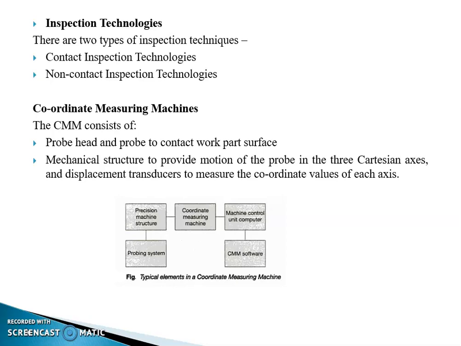Now we'll go for a coordinate measuring machine, that is CMM. CMMs are a contact inspection technology. This consists of a probe, that is the head and the probe, to contact the workpiece, a mechanical structure to provide motion of the probe in the three Cartesian axes, and a displacement transducer to measure the coordinate values of each axis. In this coordinate metrology, the actual shape and dimension of the items are measured and compared against the desired shape and dimension, as might be specified on the part drawing.